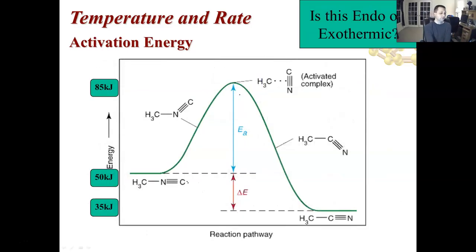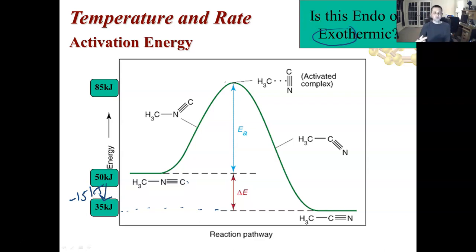All right, and then once that occurs, the rest of this rotation is free to happen, and we eventually end up at our product, which is the methyl group bonded to the carbon triple bond N. So this is definitely going to be an exothermic reaction because we started at 50 kilojoules, we went up to 85, that's the high energy state of our transition state, and then we fell down to 35, which is where we are here. We had a net loss. We lost 15 kilojoules. So this is definitely an exothermic reaction.